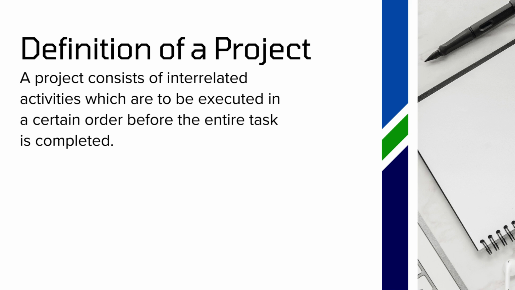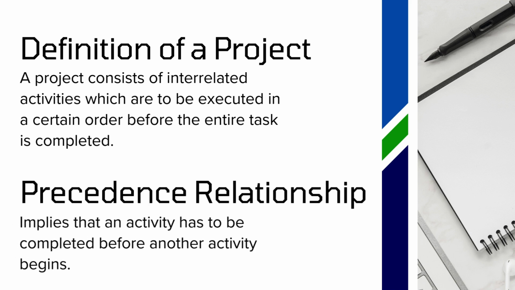Now, the precedence relationship just states that before another activity starts, one has to be completely done. That is why a project must always have a definite starting and ending point, because the activities are interrelated and in a sequence. So one activity must be completed before another one starts.